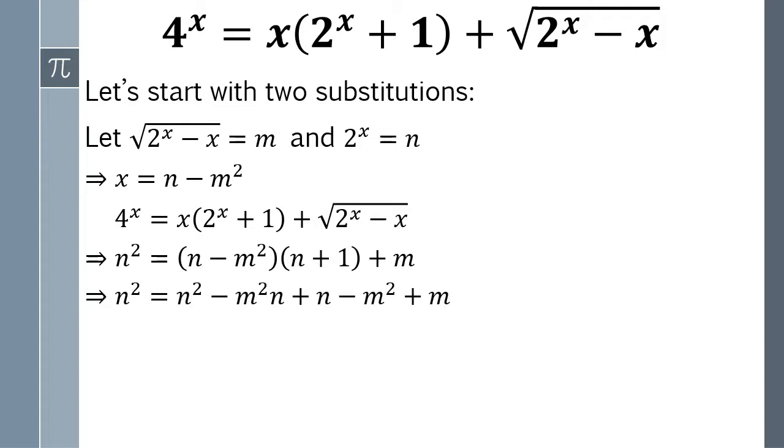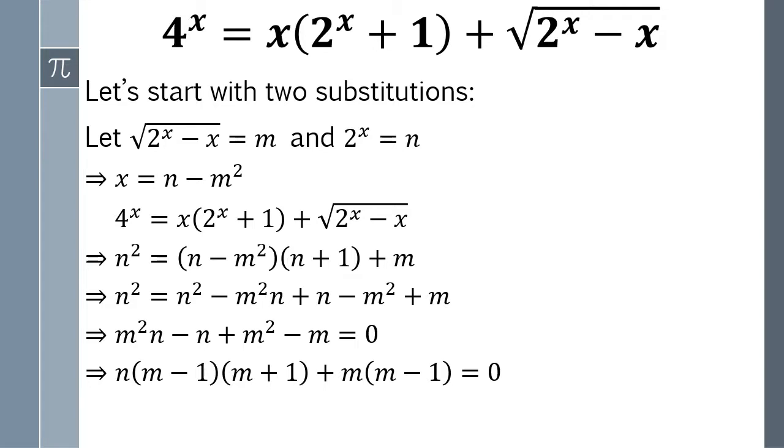The right side of this equation can be further unfolded, and we note that both left side and right side contain n squared, which can be cancelled, which leads to m squared times n minus n plus m squared minus m equals 0. And we note that the left side polynomial has a common factor of m minus 1, which will be very useful for us.